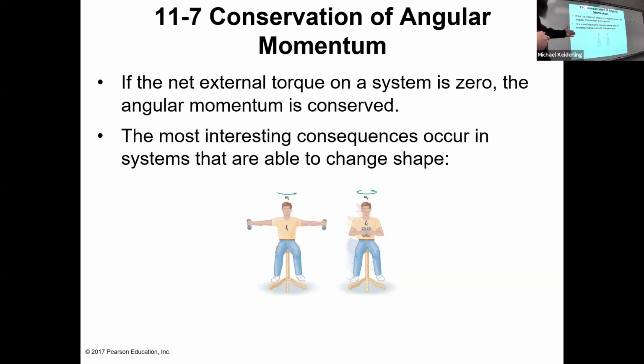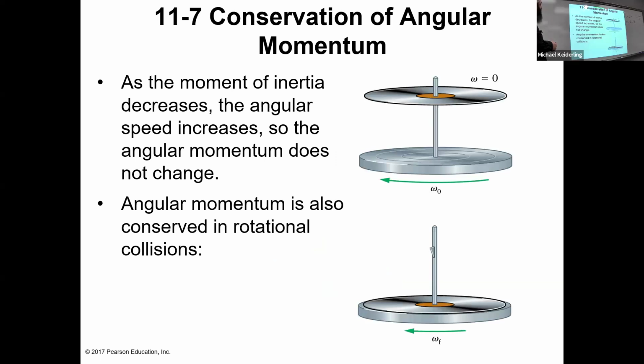And you can use this shape-changing effect as a tool. Because there are things like governors that use the fact that you can use it as something to control rotation rate. Things will fling outwards the faster you rotate, and you can use that on a steam engine to control how much steam you're pumping in and the power output you get. So as the moment of inertia decreases, the angular speed increases, so the angular momentum doesn't change.